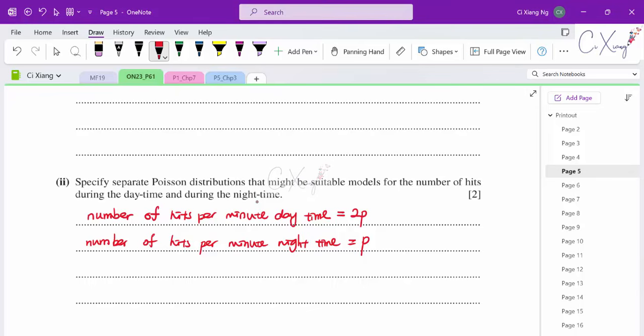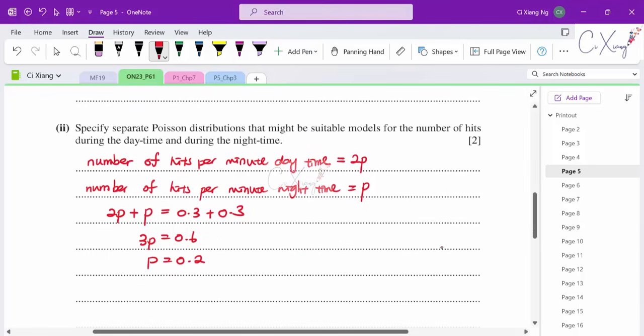Right? So by right, when I take 2p plus p, it should be equal to 0.3 plus 0.3. Why? Because 2p means per minute, and per minute originally it is 0.3, which we assume. Then for the night time, this is also per minute, so averagely I also have 0.3 hits that we assumed just now. So also plus 0.3. When you add them together, you get p equals 0.2.